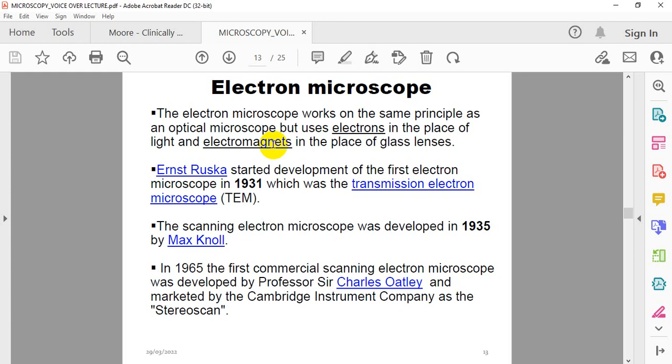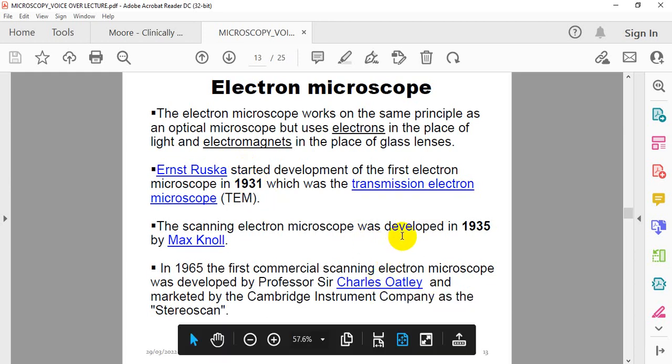Ernst Ruska started development of the first electron microscope in 1931, which was the transmission electron microscope. Transmission means that the electron beam travels through the specimen and causes visualization. The scanning electron microscope was developed in 1935. There are two types: the transmission electron microscope and the scanning electron microscope. The transmission was discovered first before the scanning.